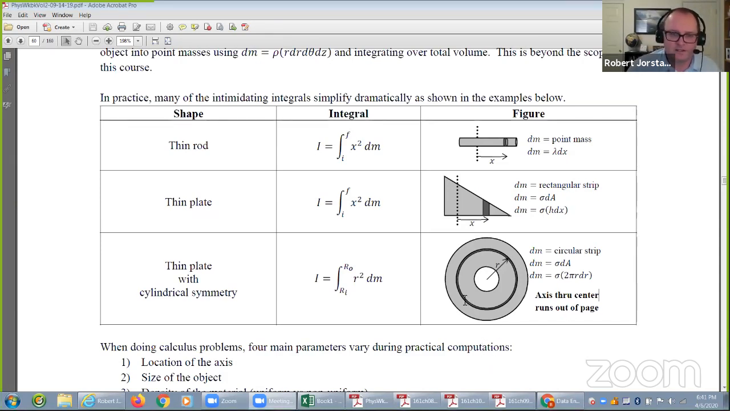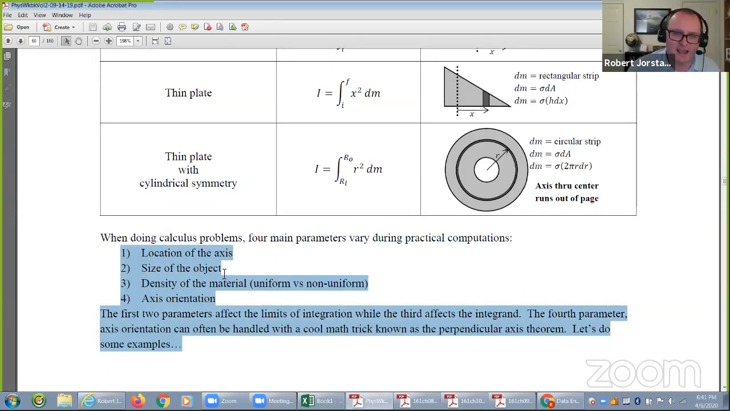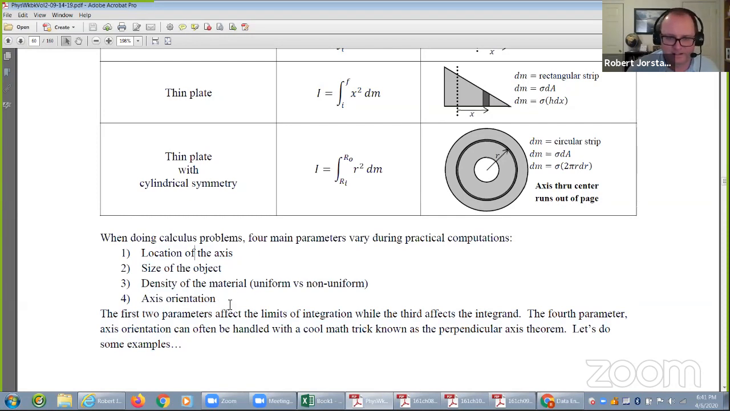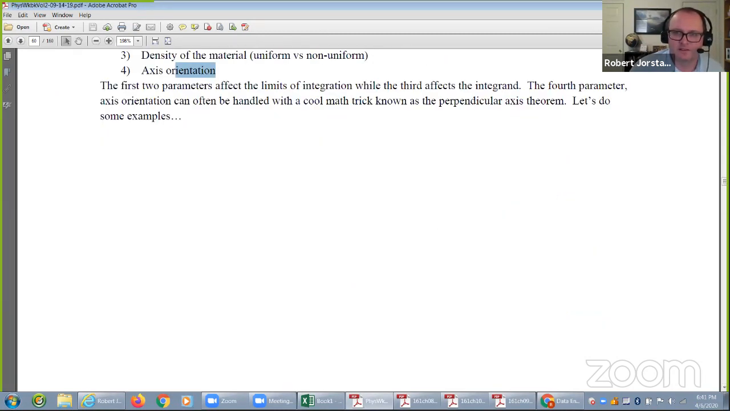When you're doing these problems, let's take a look at this. You need to worry about the location of the axis, the size of the, oh my gosh, the density of the material. Is it uniform or is it non-uniform? So it's a lot like center of mass, except you don't get to choose your slices. You have to choose these slices, okay? There's some comments there.